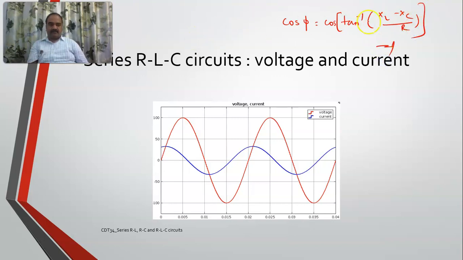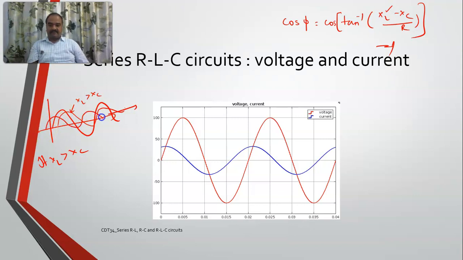So if XL is higher, then if I draw the figure of AC sinusoidal, if XL is greater than XC, then my current will be lagging. Let us suppose XC is greater, then my current will be starting like this. So this is for XL less than XC. Now this is for XL equal to XC. My current will be exactly starting just like your voltage signal.